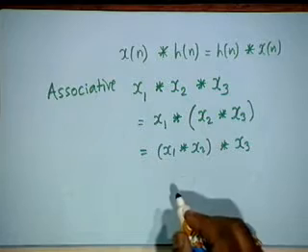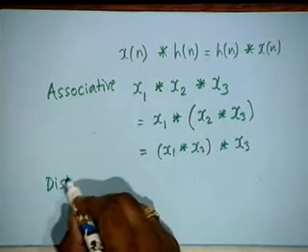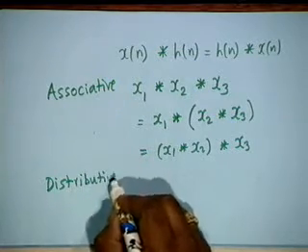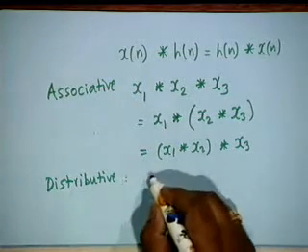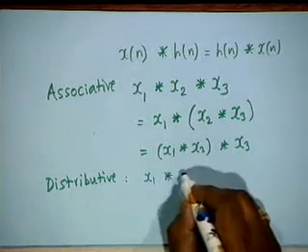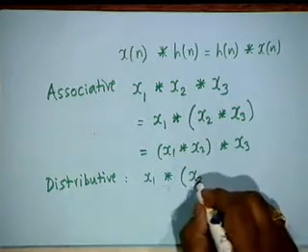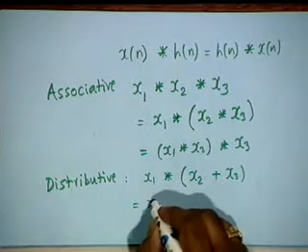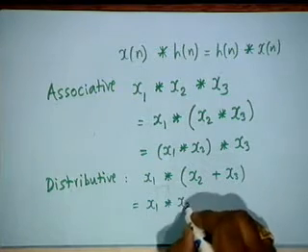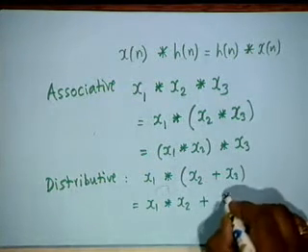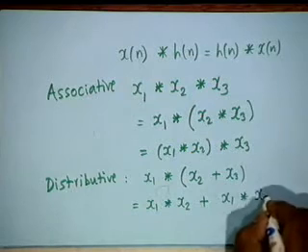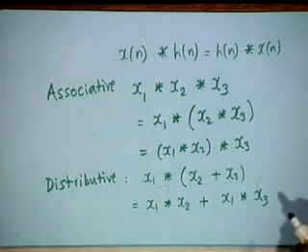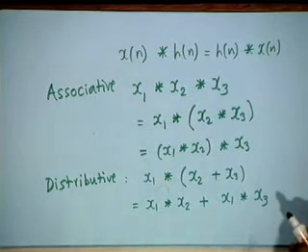That is the associative property. The other property that the operation of convolution obeys is the distributive property, which says that if you convolve x1 with x2 plus x3, then it is equal to x1 star x2 plus x1 star x3. It is the sum of the two. This is the distributive property, and the proofs, as I said, are extremely simple.